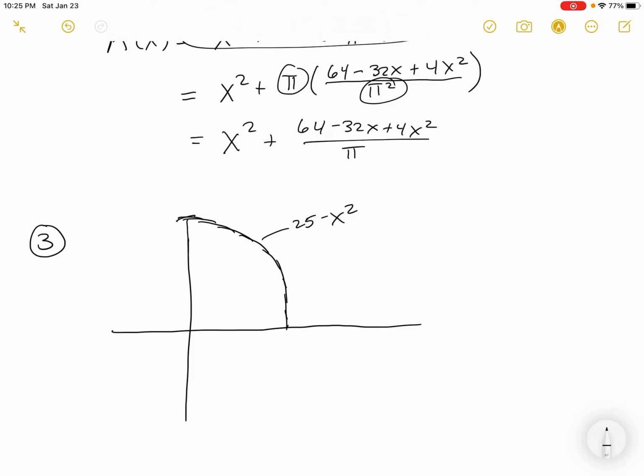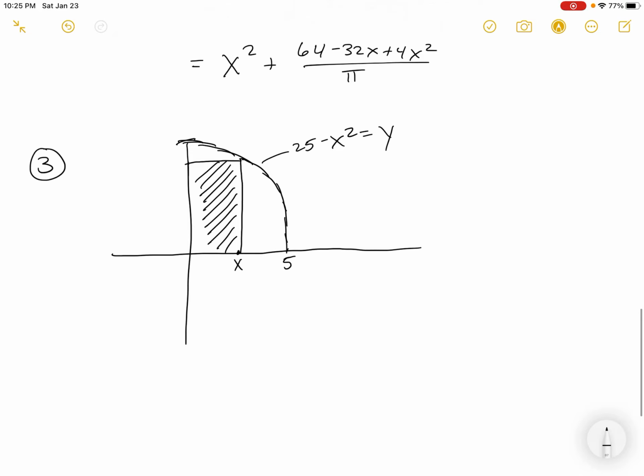We're not surprised to see it opening down. This is obviously then 5. 5 is where it would be hitting that axis. And what they're doing is they're choosing an arbitrary point x here, and they're drawing a rectangle. And they want to know the area of that rectangle.